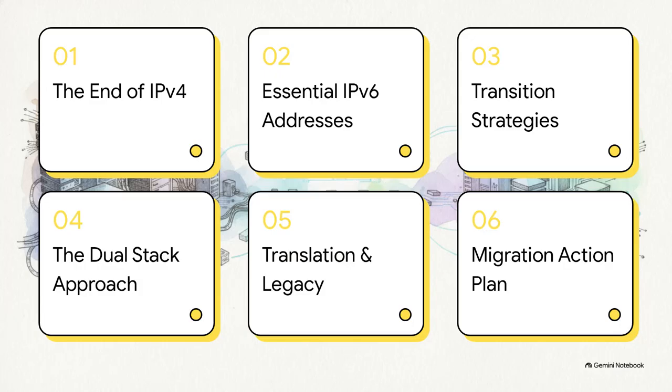Here is a quick mental roadmap for this explainer. 1. The end of IPv4. 2. Essential IPv6 addresses. 3. Transition strategies. 4. The dual stack approach. 5. Translation and legacy support. And 6. Your migration action plan.